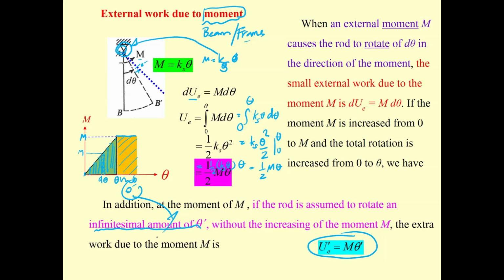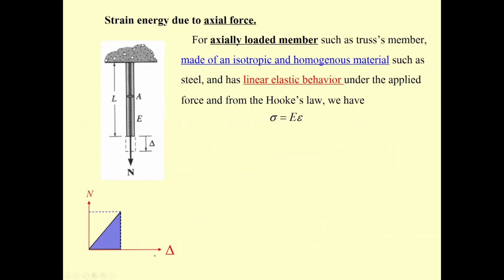Actually, the yellow is going to be very small. Okay, the system, both sides, will still be in equilibrium. You can compute the extra work from the moment from this equation. Now, thinking about this one again, you have the linear elastic behavior.